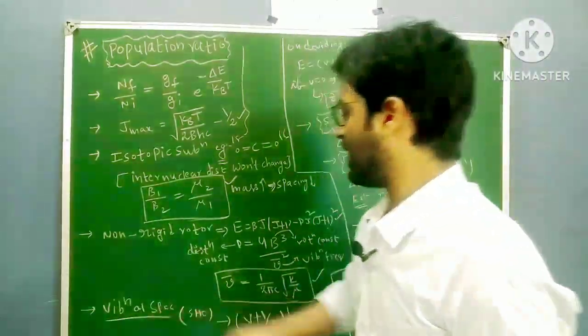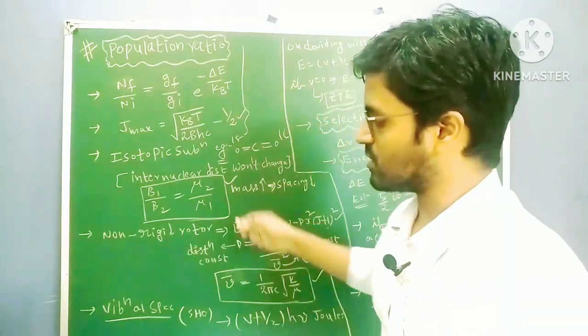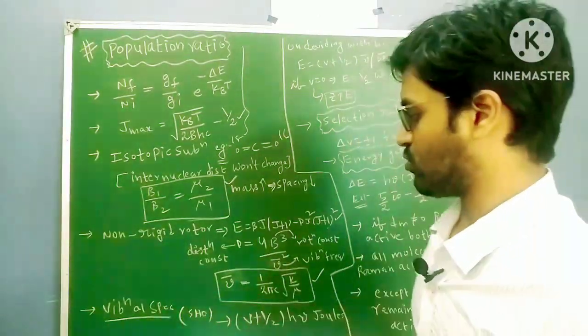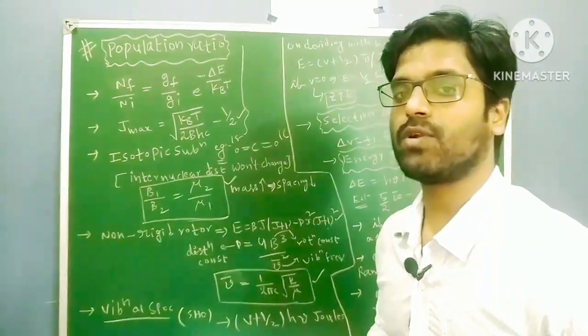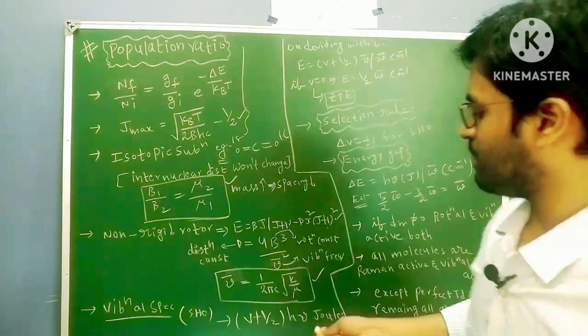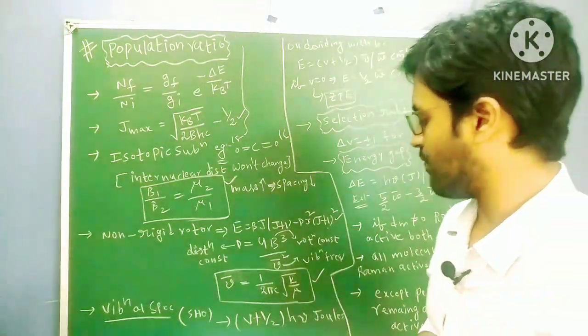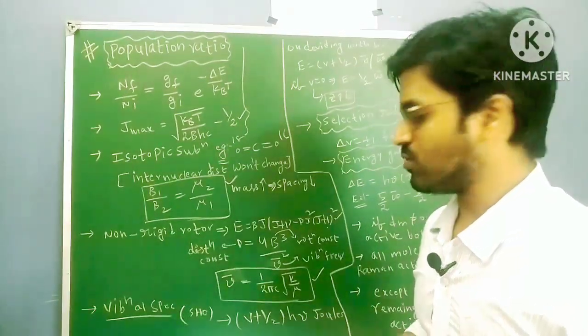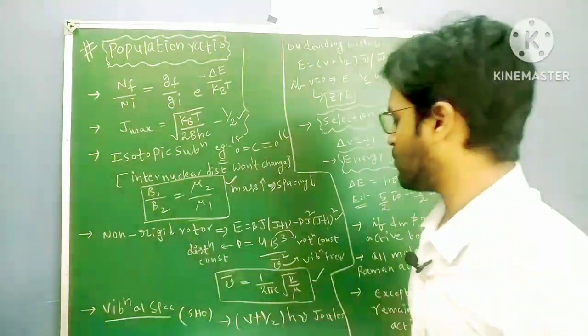So next one is vibrational spectroscopy. So this is about the rotational spectroscopy, rigid rotor and non-rigid rotor cases. So next one, vibrational spectroscopy. In vibrational spectroscopy, you have simple harmonic and anharmonic oscillator. So the first one is simple harmonic oscillator. In this simple harmonic oscillator, the first formula is V plus half into h nu in joules, right? So when you have the units of joules, you have to use this formula V plus half into h nu.